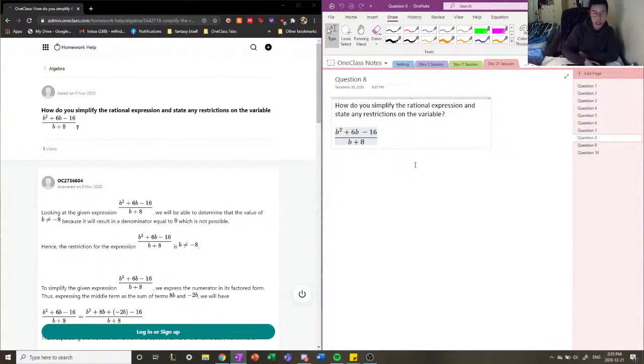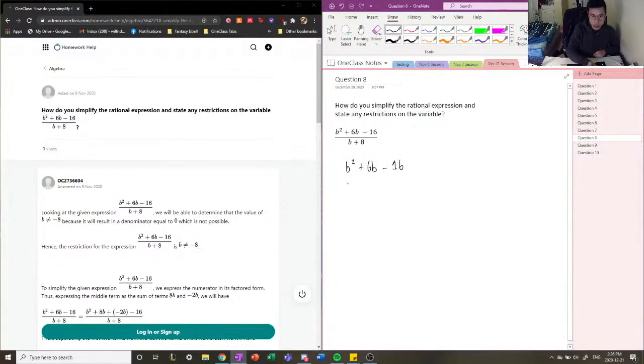Obviously, we can see here that we have a quadratic function at the top, and we have a linear equation at the bottom. So the first thing that we're going to do is try to factor b squared plus 6b minus 16. If we're able to factor it, we might be able to simplify our rational expression. So first we're going to factor this.